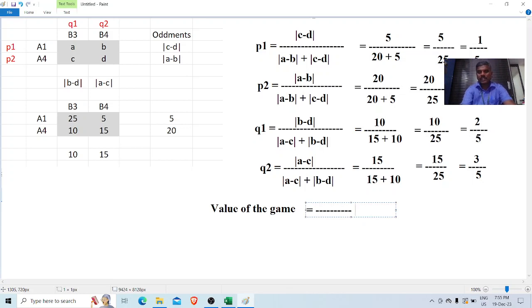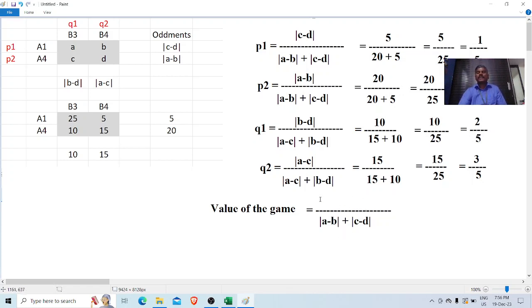First we will fix the denominator. The denominator is modulus of A minus B plus modulus of C minus D. The same denominator, we have A minus B plus C minus D. Here also we had A minus B plus C minus D. Same denominator.